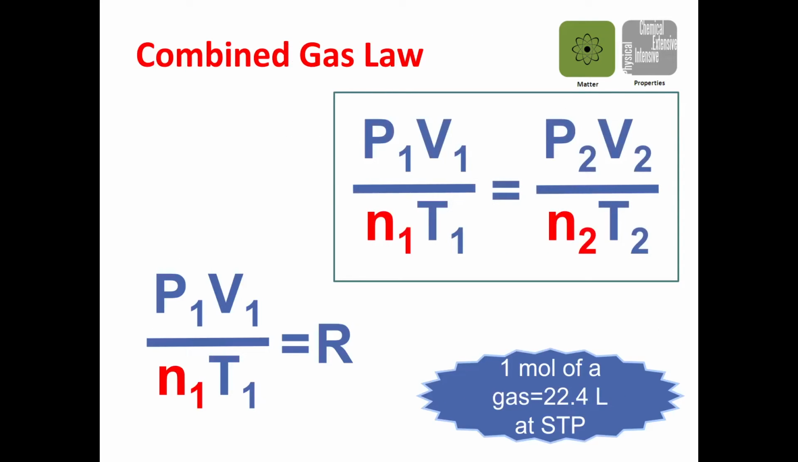All right, lastly, we have the combined gas law, and the combined gas law is just a combination of all of them. So if we ignore the bottom, what law is this? This is going to be Boyle. If we ignore the pressure, this is going to be Charles. If we ignore the volume, this is going to be Gay-Lussac. And that's why it's the combined gas law. It's just a combination of all the gas laws in one.